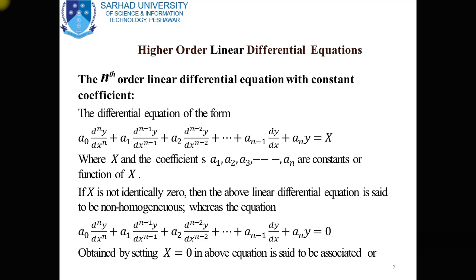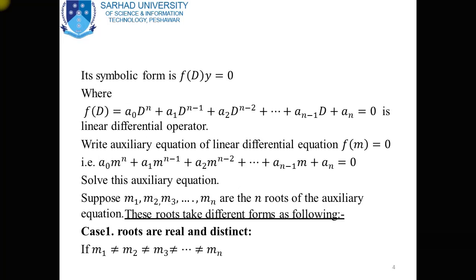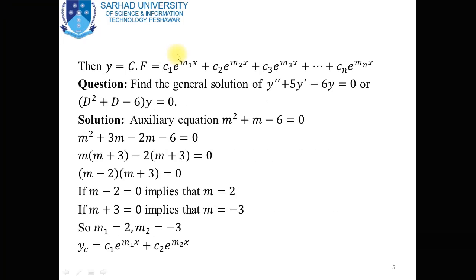Then the complementary solution takes this form, c1 e power m1x plus c2 e power m2x plus c3 e power m3x plus and so on plus cn e power mnx. Now if the roots are real and repeated, then the complementary function will take a different form, and for complex roots, the complementary solution has another different form.